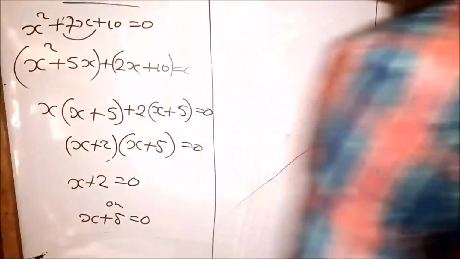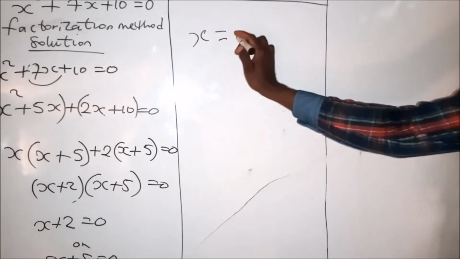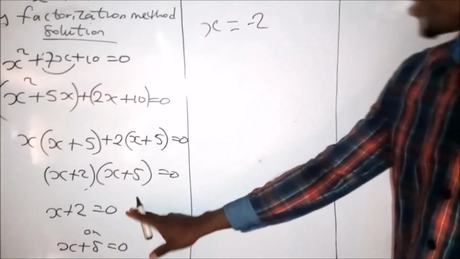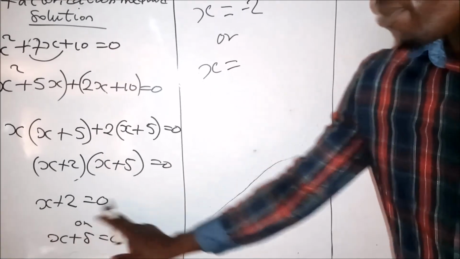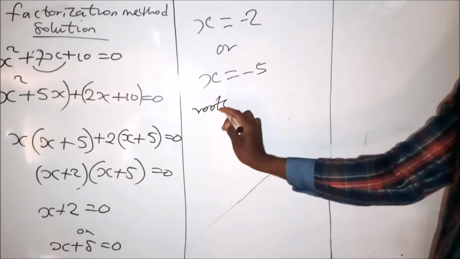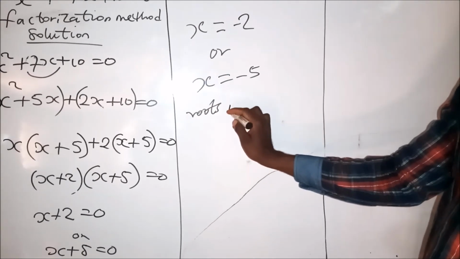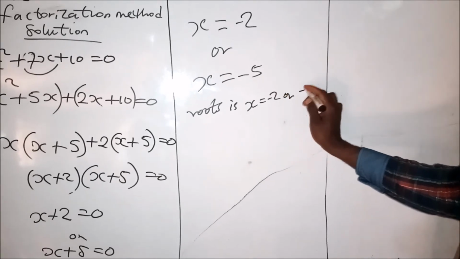So we now get the values of x from each of them. We have that x is equal to minus 2, these two crossing over, or here we have x equal to minus 5. So the roots of the given equation is x equal to minus 2 or minus 5.